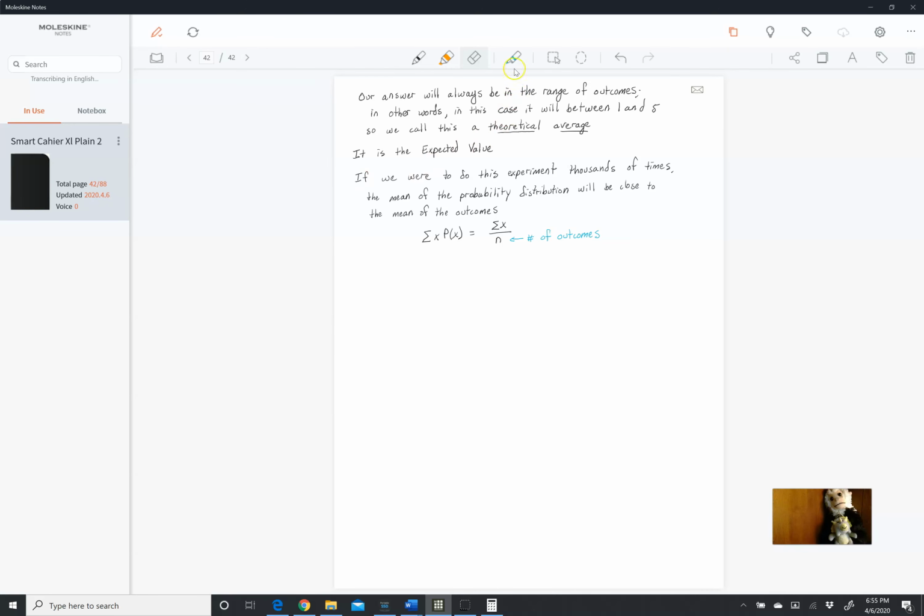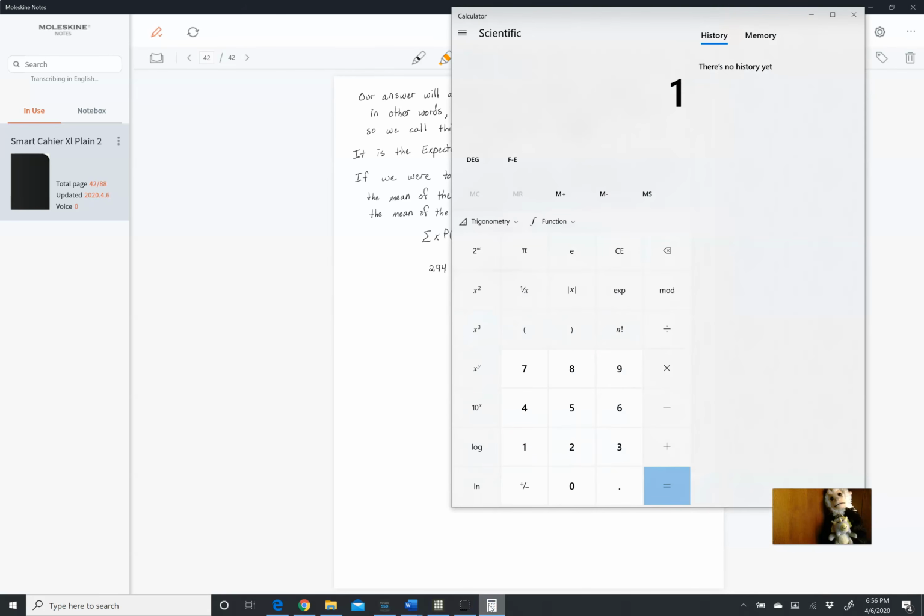So if we were to take this case again of the 1 through 5, we're saying 2.94 would be close, okay, to the average of the outcomes, which is 1 plus 2 plus 3 plus 4 plus 5 over 5. And if we find that, we get 15, and if we divide by 5, we get 3. So 2.94 is approximately equal to 3.